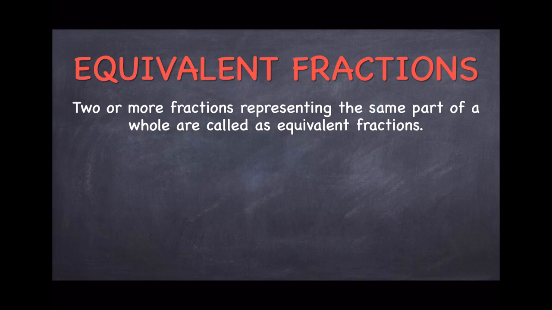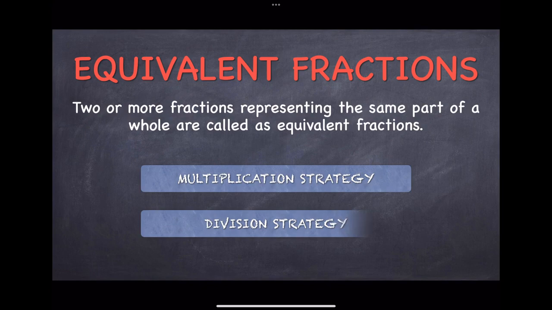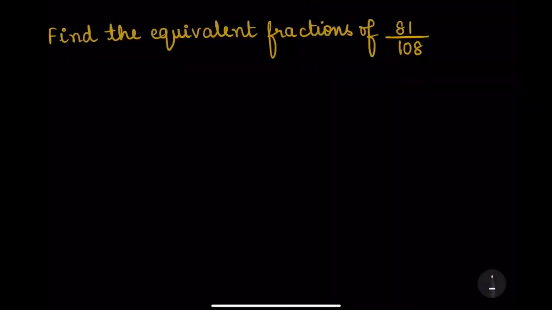There are two ways through which you can obtain equivalent fractions of any given fraction. One is the multiplication strategy and the other is the division strategy. Let us see how to use these strategies to obtain equivalent fractions of 81 by 108. But children, we must ensure that we are multiplying or dividing both numerator and denominator by the same number.